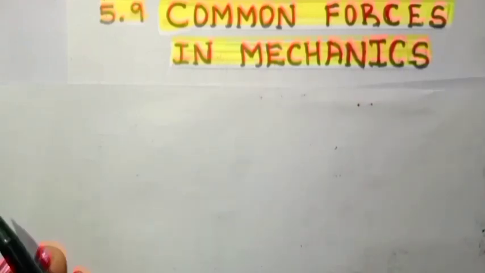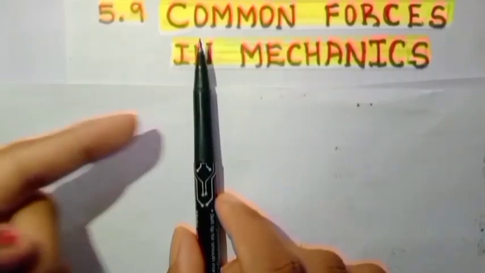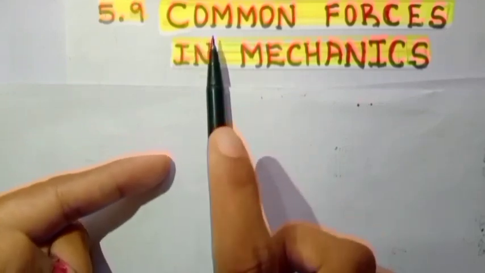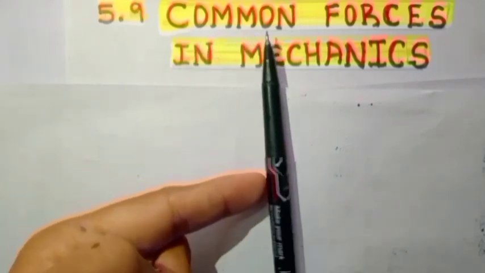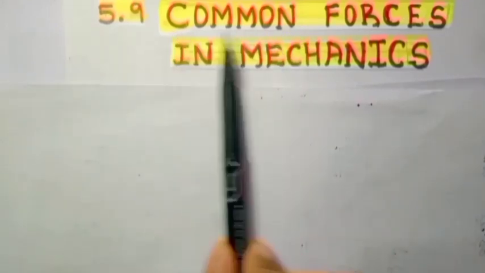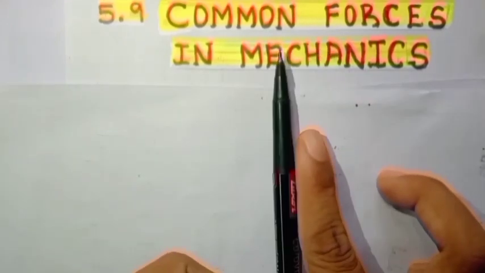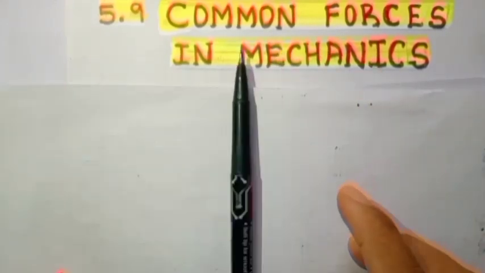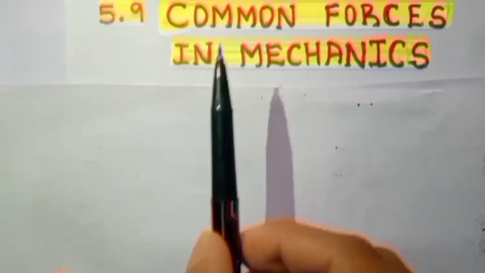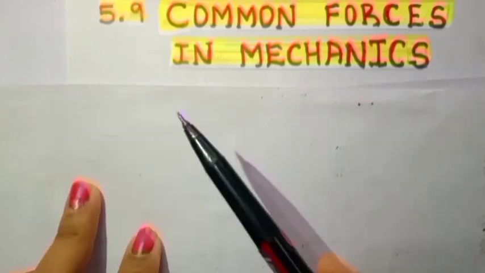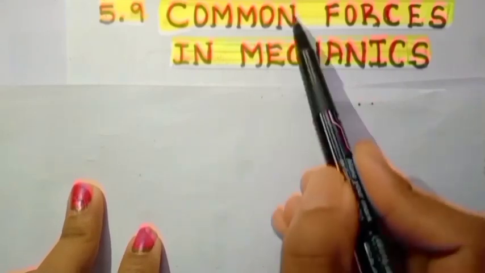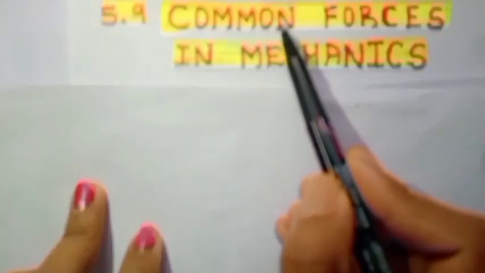So what is force? A force is an external cause because of which a body changes its state from rest to motion and motion to rest. Is it clear? So force is an external cause because of which a body can change its state from rest to motion and motion to rest, and it can even change its direction. So that is about force. In this particular topic, we are going to study some of the common forces. Let's see what the common forces are.